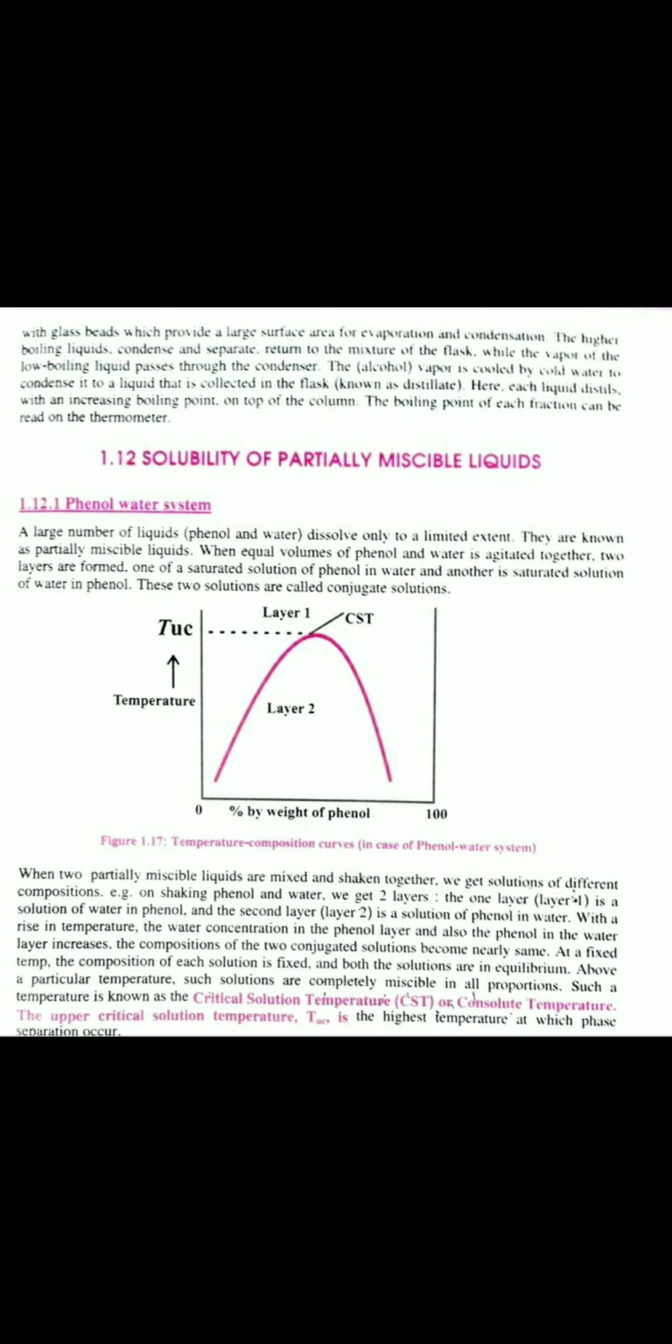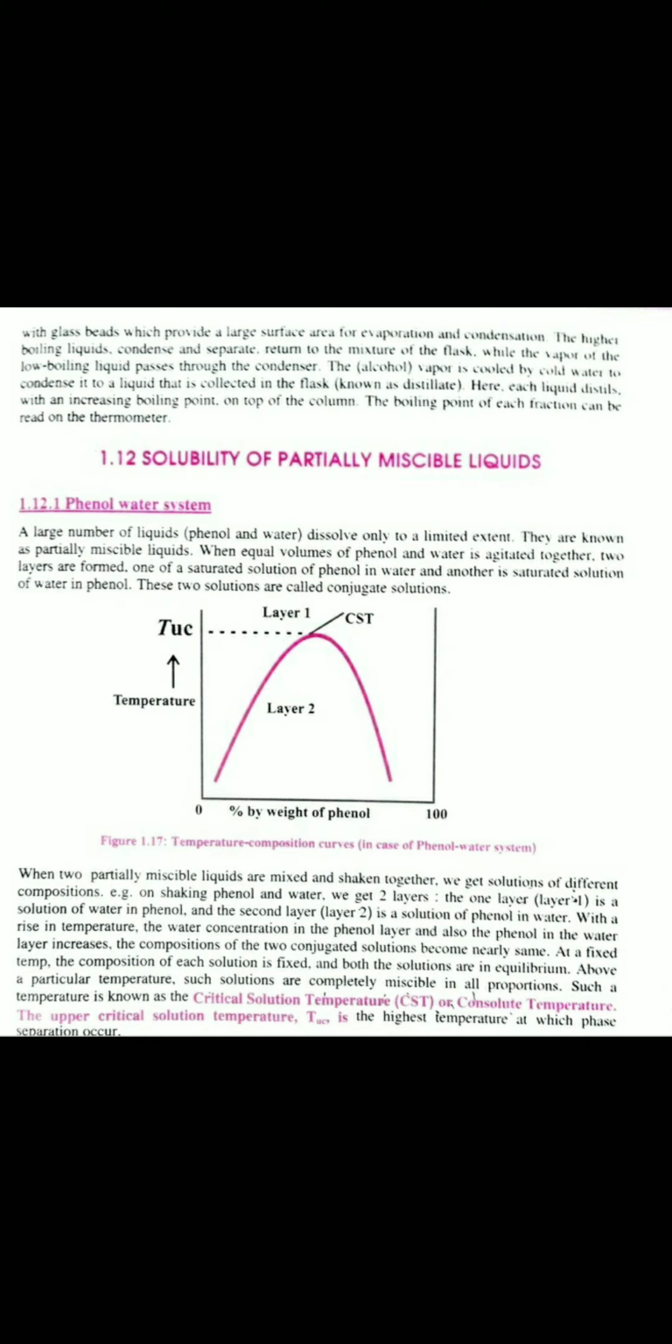Now liquids dissolve to a limited extent. If we dissolve a larger amount of phenol into water, we get only a limited trace amount of phenol in the water and water in the phenol. So they are known as partially miscible liquids. When equal volumes of phenol and water are agitated, they form two layers, one having a saturated solution of phenol in water and another having a saturated solution of water in phenol. These two solutions are called conjugate solutions.